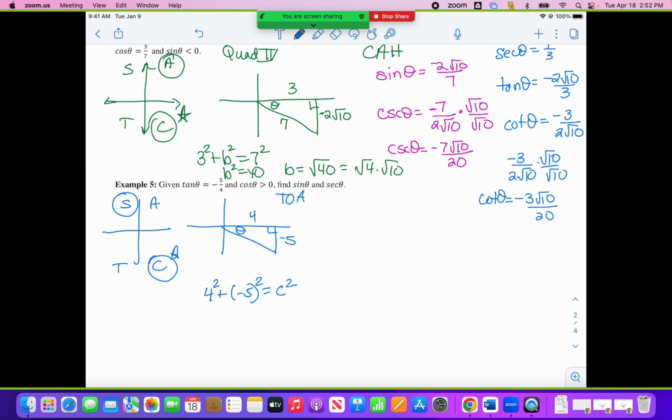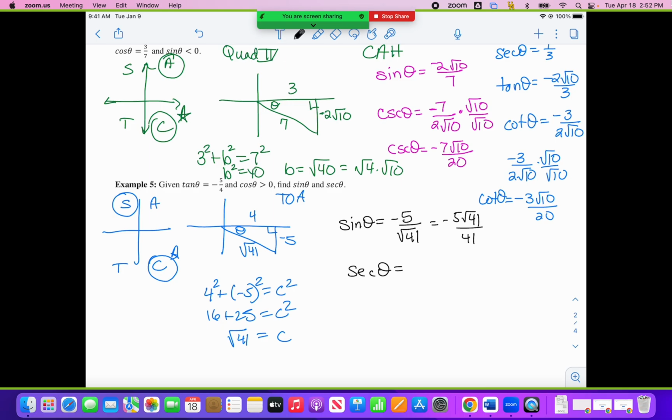All right, so let's find that missing side. I'm going to get 16 plus 25 equals c squared. So c is the square root of 41. Square root 41 is a prime number, so it does not simplify. On this one, I'm only asked to find sine theta and secant theta. So sine theta is negative 5 over square root 41. If you can rationalize in your head, go for it. If you need to write it out, go for it.